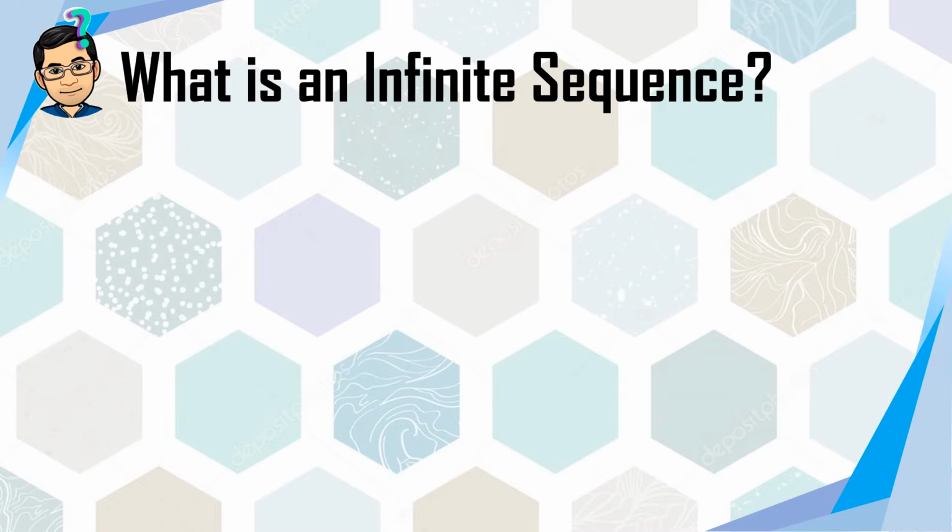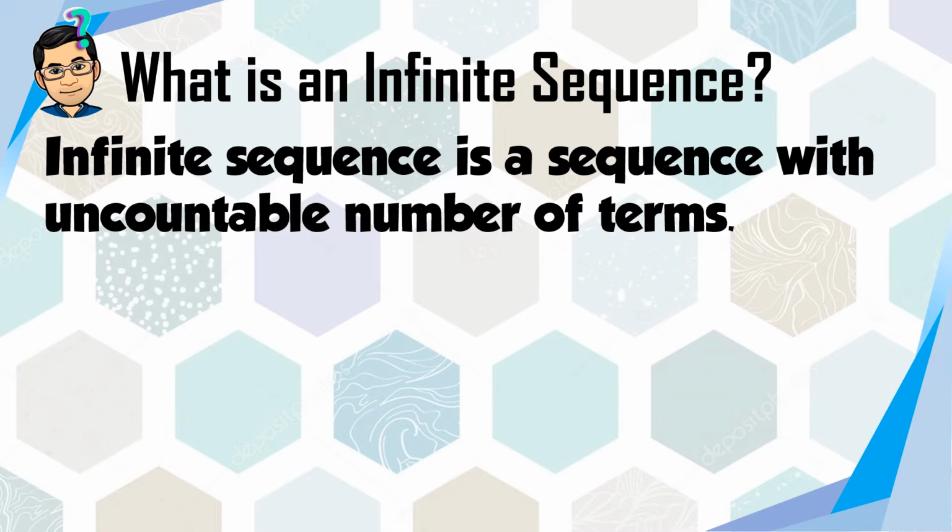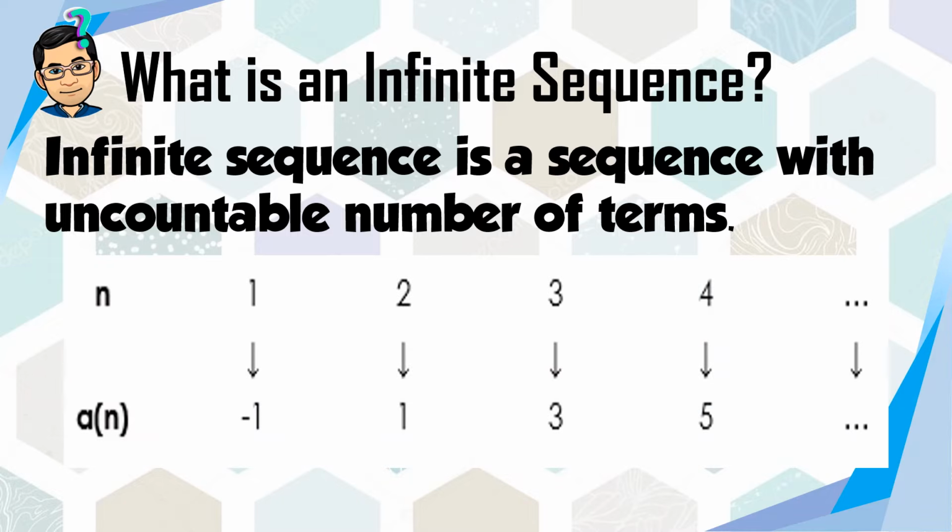So what about an infinite sequence? So an infinite sequence is a sequence with uncountable number of terms. From the word uncountable, hindi siya nabibilang. Okay, for example, the first term of the given sequence is -1, second term is 1, third term is 3, fourth term is 5. We all know that the fifth term of this sequence is 7.